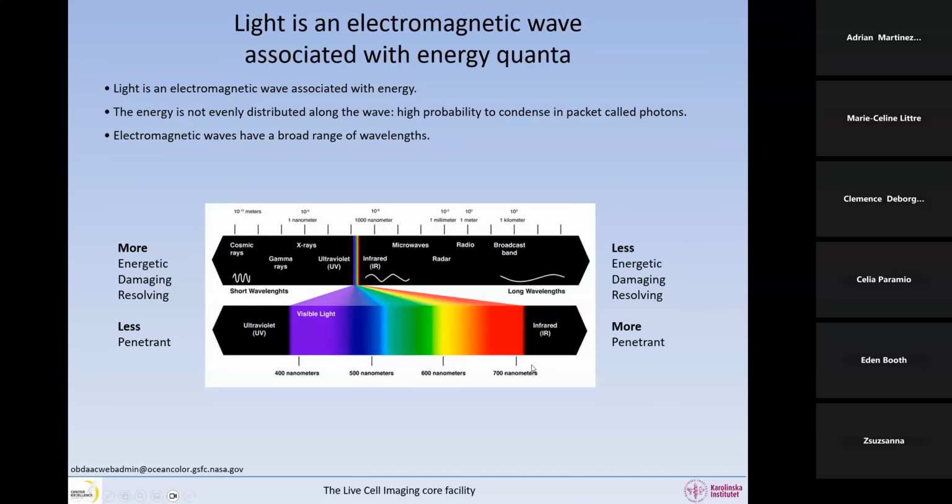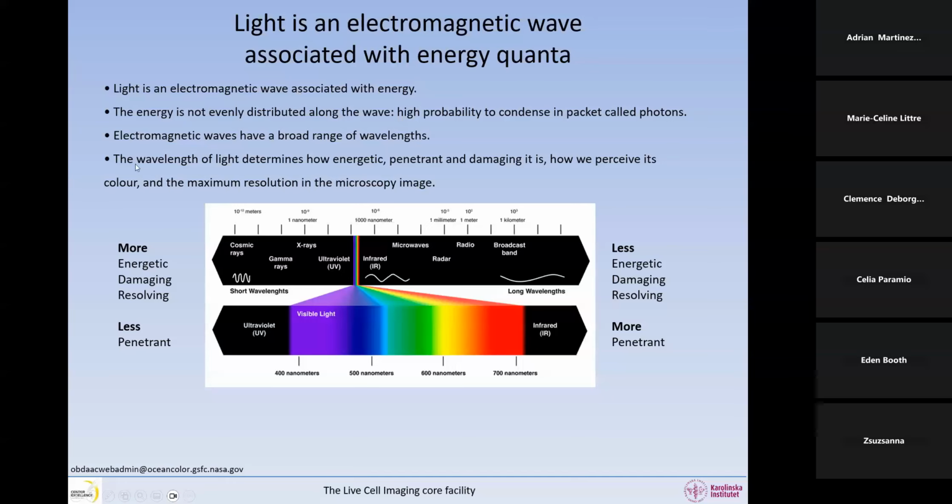And then if we have long wavelengths, if you think about radio waves, for example, they are really, really penetrant. They go across buildings. We keep hearing the radios when we are inside the building. So they are extremely penetrant, these long waves. It's the same thing when you go longer in the visible light. These are very penetrant, but they are less energetic, and because of that, they do not damage our tissue so much, and they have a lower resolving power.